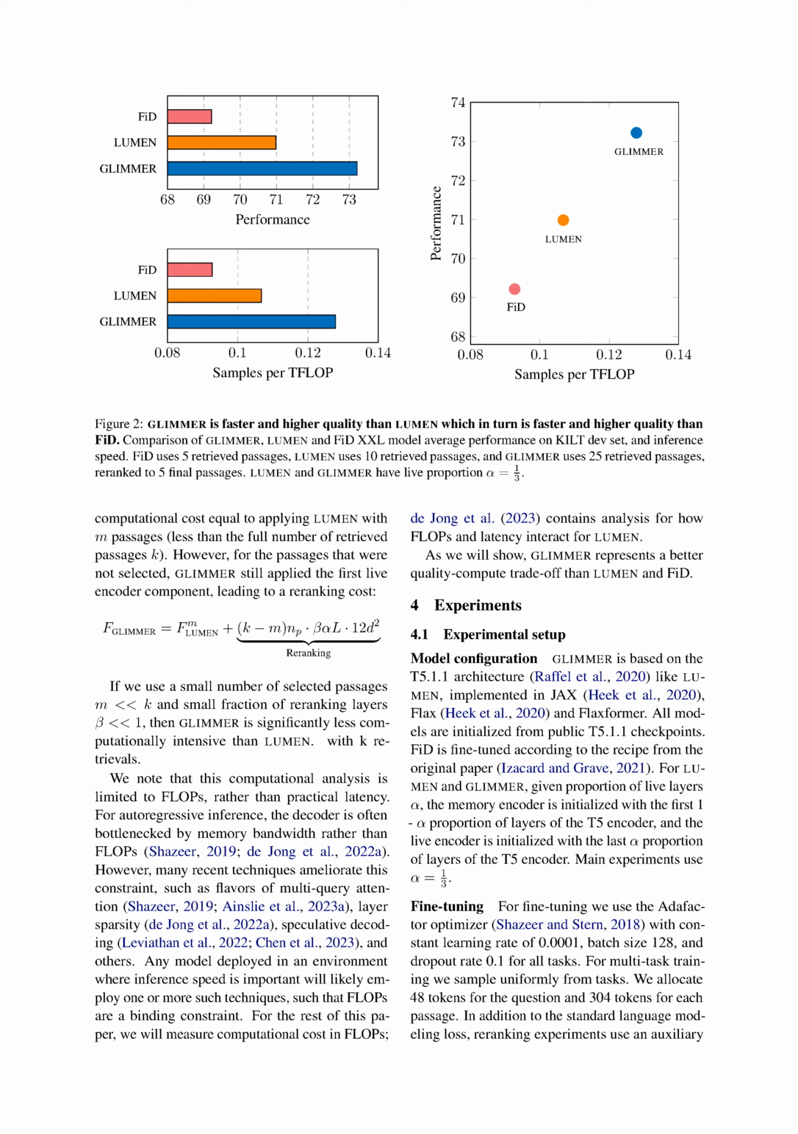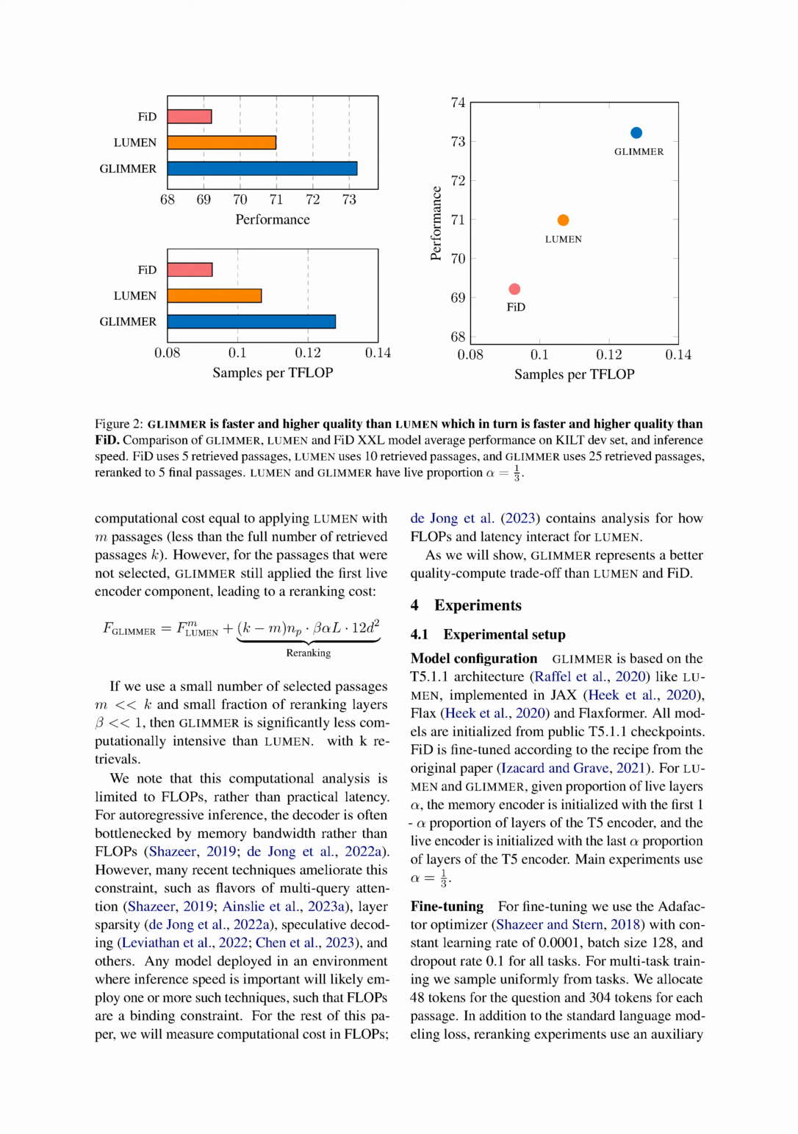For the fine-tuning phase, we used an optimizer known as Adafactor with a constant learning rate of 0.0001. This phase involves adjusting the model parameters to improve performance. We maintained a batch size of 128 and a dropout rate of 0.1 for all tasks, meaning 10% of the inputs were randomly excluded each time the model was updated to prevent overfitting. When conducting multi-task training, we selected tasks randomly and uniformly. We set aside 48 tokens for the question and 304 tokens for each passage in our model. Apart from the standard language modeling loss, in our reranking experiments, we applied an additional distillation loss based on perplexity, a measure of how well the model understands the text.